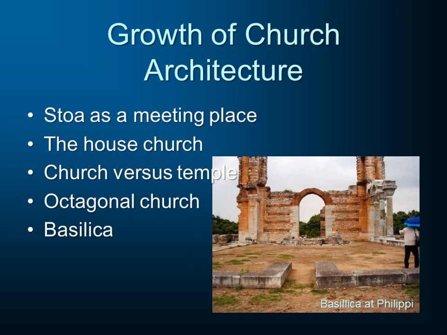And then you would also have a basilica. Now, the word basilica actually is related to the word for kingdom. And the idea here, this was the kingdom of God here on earth. You're looking here at the basilica at Philippi, or at least the ruins of it.